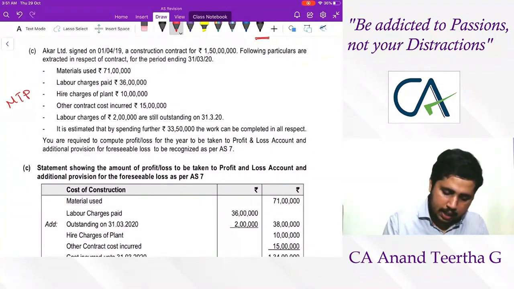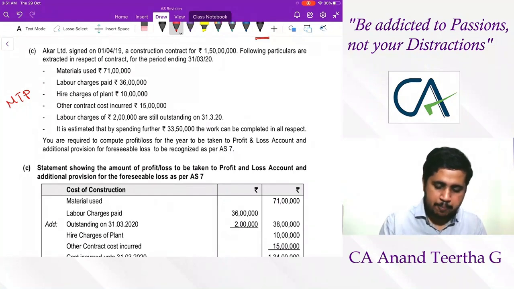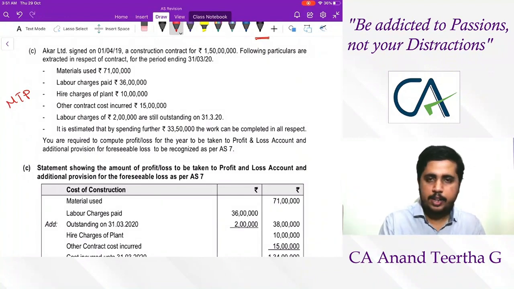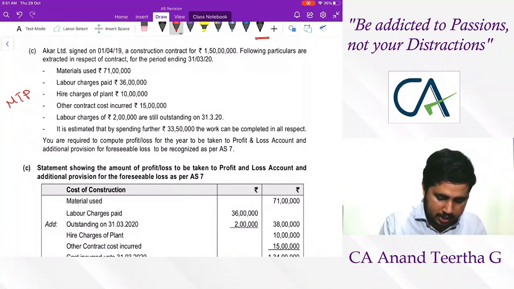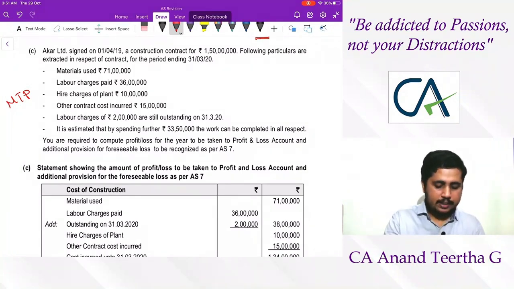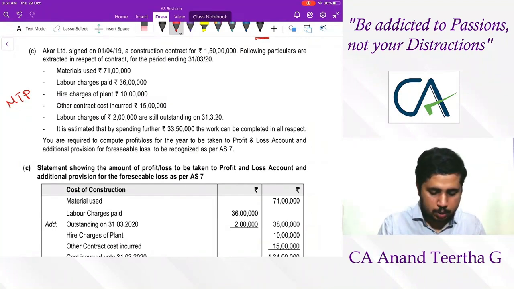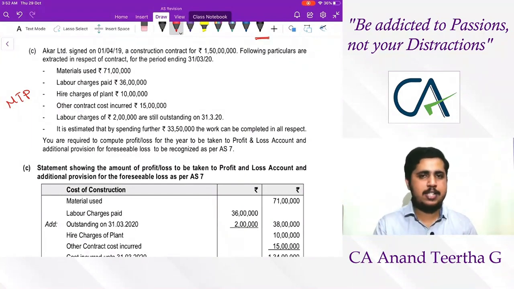Okay, so Akar Limited signed on 1/4/19 a construction contract for 1 crore 50 lakh. The following particulars are extracted in respect of the contract for the period ending 31/3/20: materials used, labor charges paid, hire charges of plant, other contract cost incurred. Labor charges of 2 lakh are still outstanding on 31/3/20. It is estimated that by spending a further 33 lakh 50,000, the work can be completed in all respects. We are required to compute the profit or loss for the year to be taken to the P&L account and the additional provision for foreseeable loss to be recognized as per AS 7.